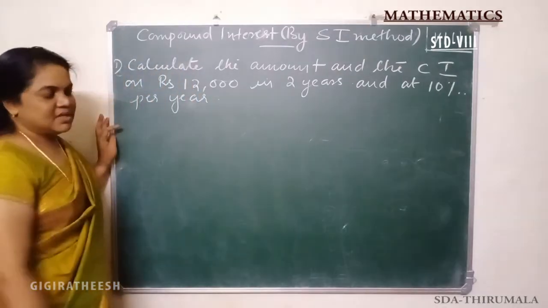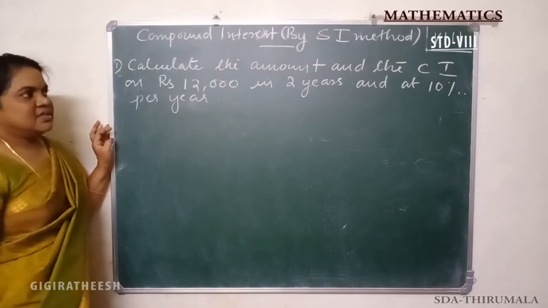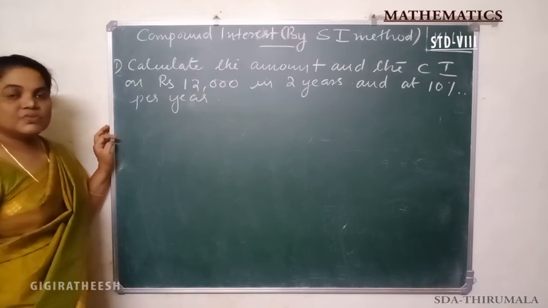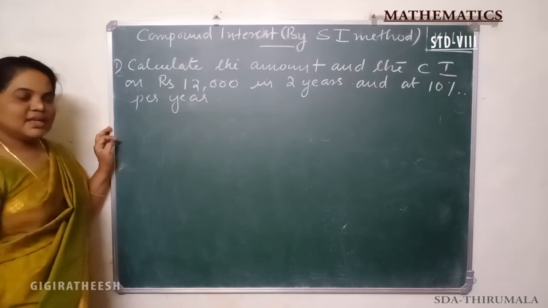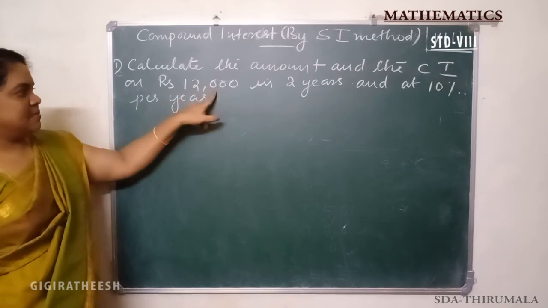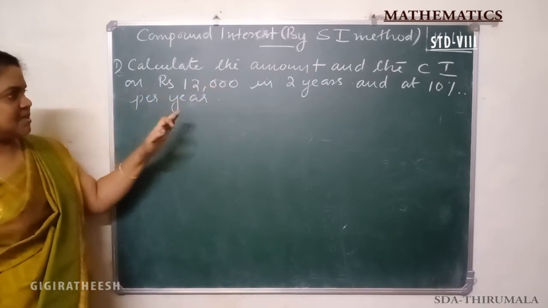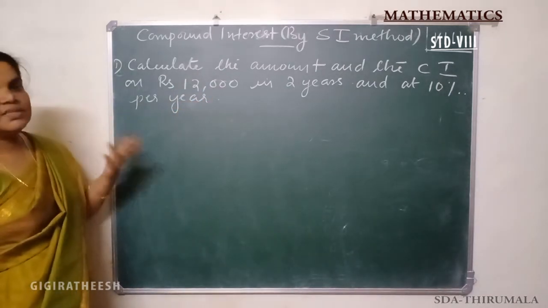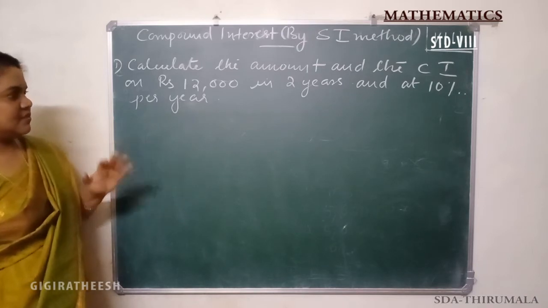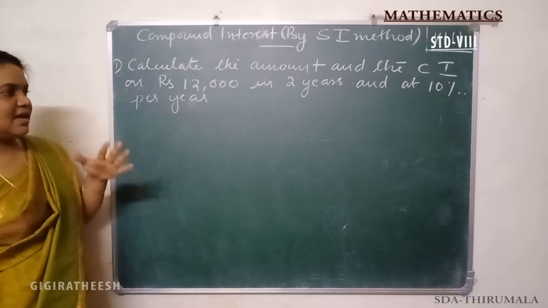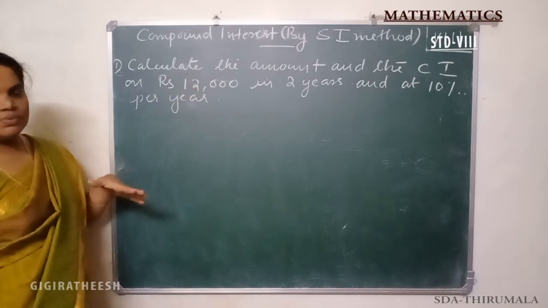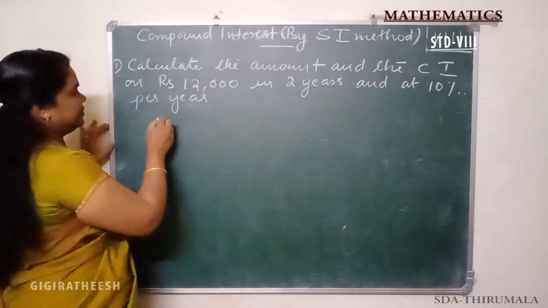Here for compound interest we calculate the interest using the simple interest method. We calculate simple interest for each year. For each year we calculate the interest, and then that interest is added to the principal, and the principal plus that interest is the principal for the second year. First calculate the interest, then add it to the principal, and this principal plus interest is the principal for the second year.